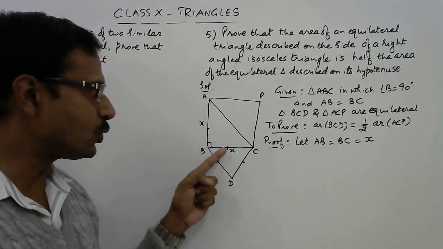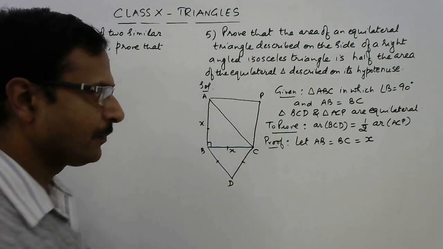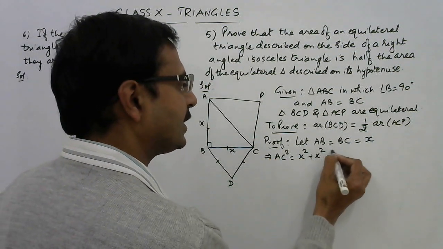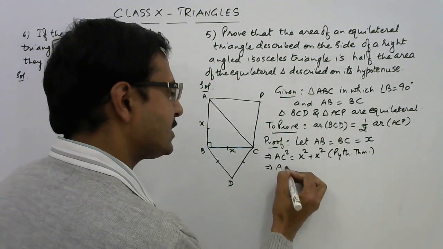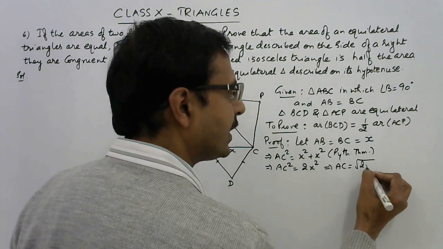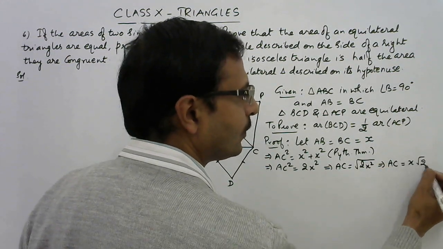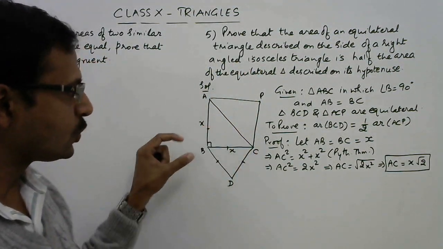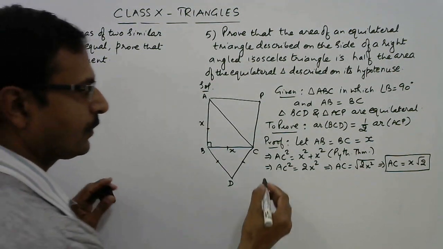Now once you know two sides of a right angle triangle, then you can find the third side using the Pythagoras theorem. Very easy. That implies AC square will be equal to x square plus x square. This is Pythagoras theorem. That implies AC square will be equal to 2x square, or AC will be equal to under root 2x square. That gives the value of AC as x into root 2. Now this is the first step. You need to find out the hypotenuse using the two equal sides. And now things will be very easy.